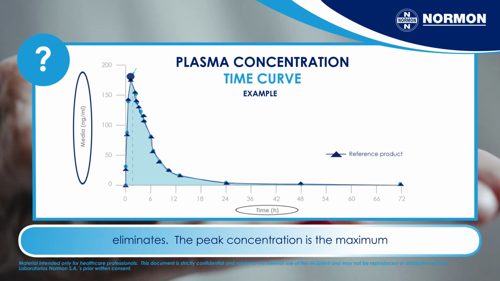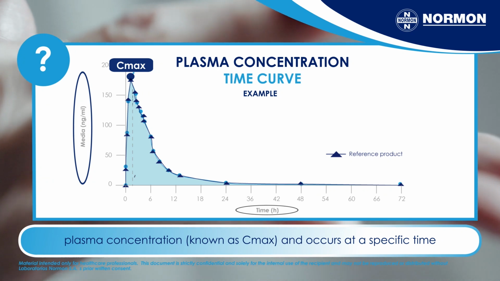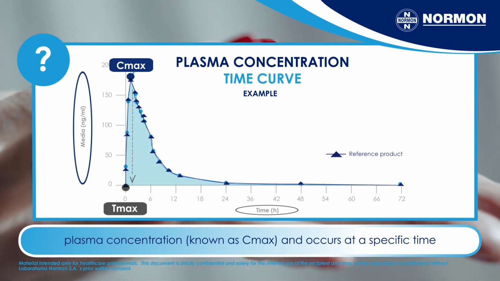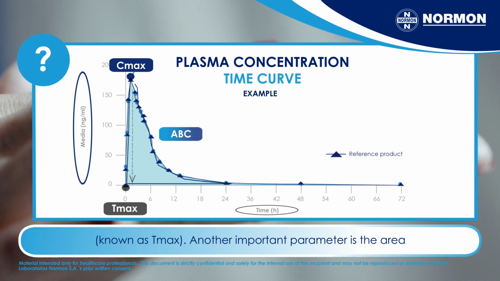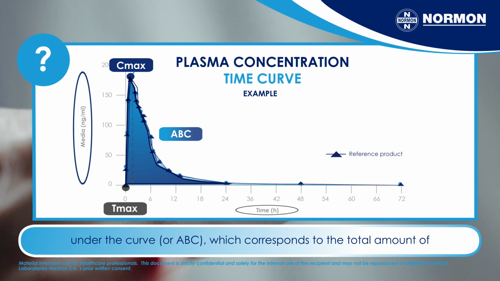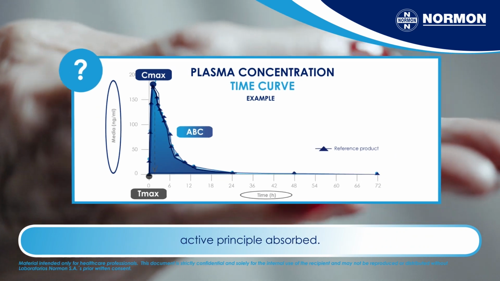The peak concentration is the maximum plasma concentration, known as Cmax, and occurs at a specific time, known as Tmax. Another important parameter is the area under the curve, or AUC, which corresponds to the total amount of active principle absorbed.